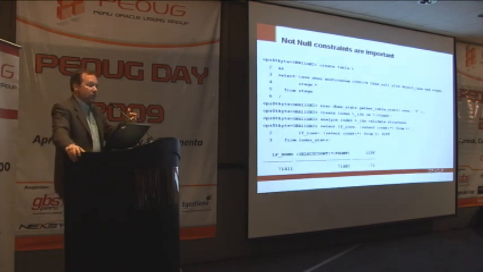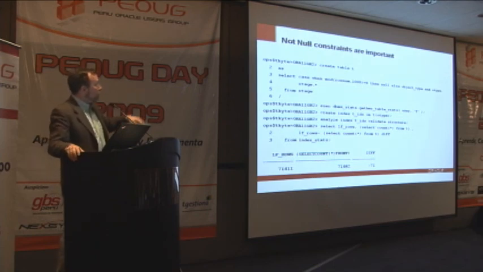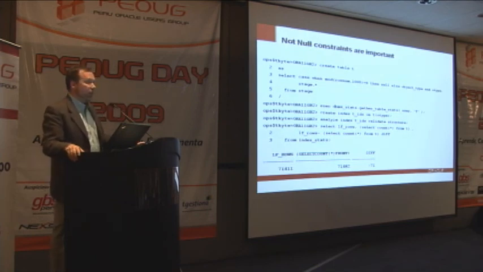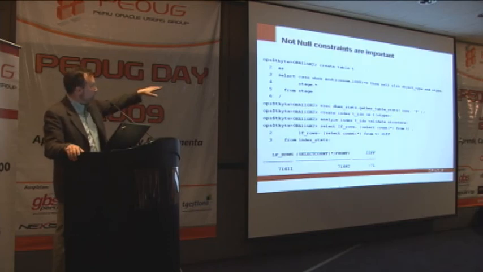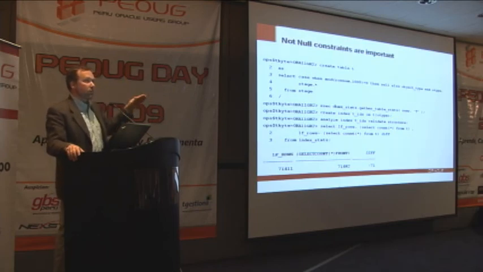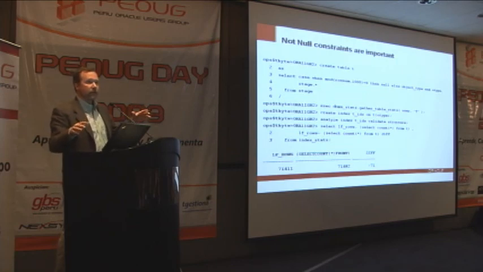Here's another example. Create a table T. We're going to make 1 out of every 1,000 elements in this table have a null value. Most of the rows, 999 out of 1,000, have a not null value for this new column that I've added, object type.